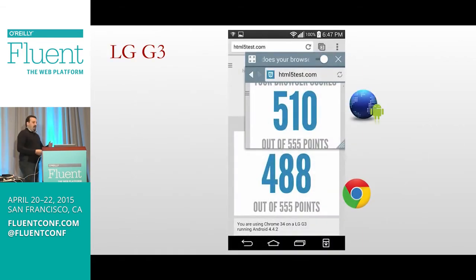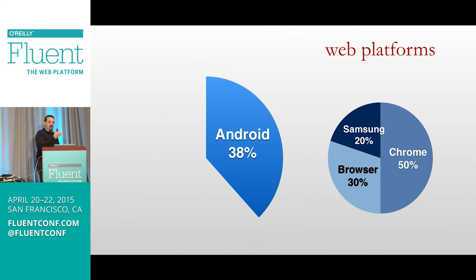So LG also has a similar situation, for example, on the G3 and the G4. So this is a screenshot, right? On the same device, on the same phone, two browsers running at the same time, and you can see the HTML5 test report that is different. Okay, so it's a different browser. So that means that you should test and debug your websites there too, because you have people using those browsers. So at the end, we are talking about half of the Android users on Chrome, 30% on the old Android browser, and now around 20% using the Samsung browser, okay?